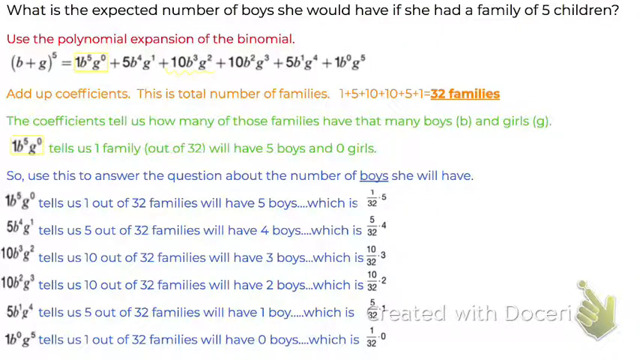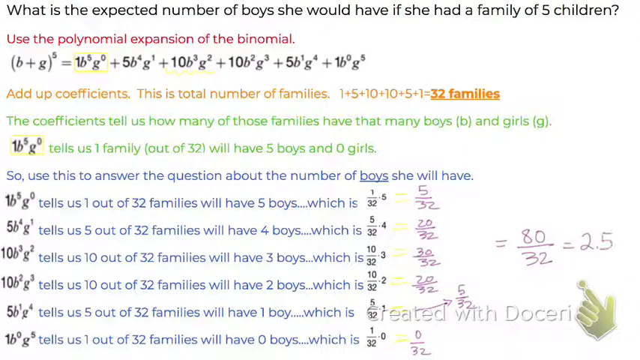So what we need to do now is figure out what each of these are and then add them together. And when we add these numbers together, we get 80 over 32. And when we divide, we get 2.5. So the expected number of boys she's going to have out of a family of 5 children is 2.5.